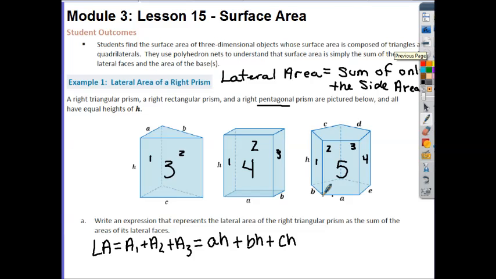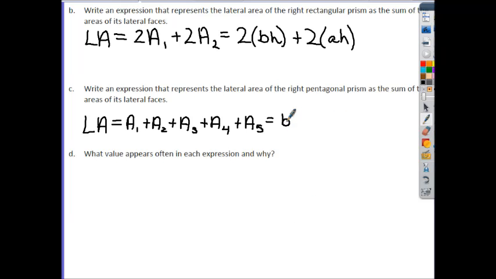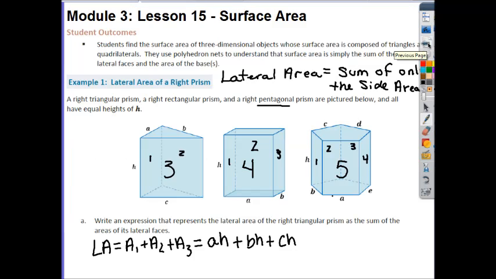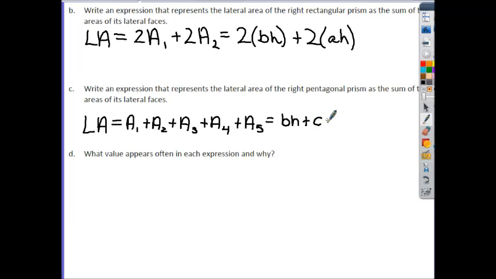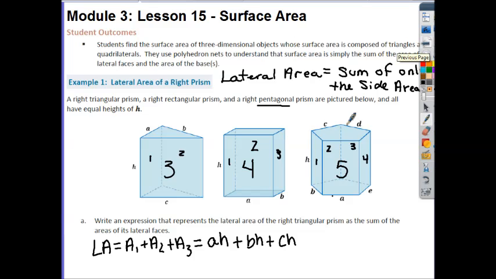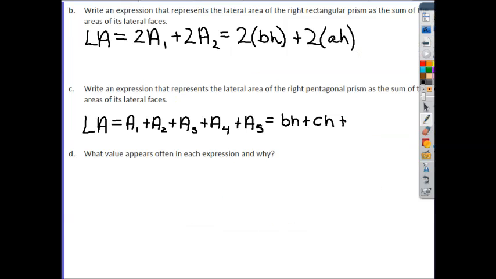So going through again, you'll notice that these are simply rectangles. So we're going to do base times height. Our first one here is B times H. Our second one is C times H. Our third one is D times H. Then E times H, and finally the front side, which is A times H.